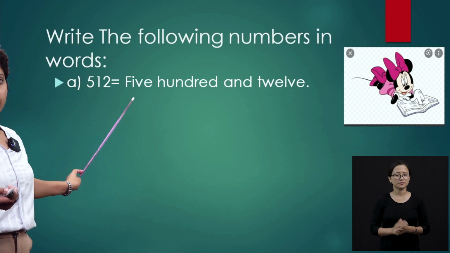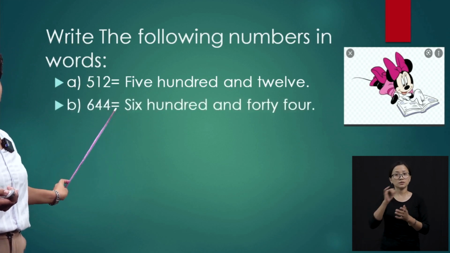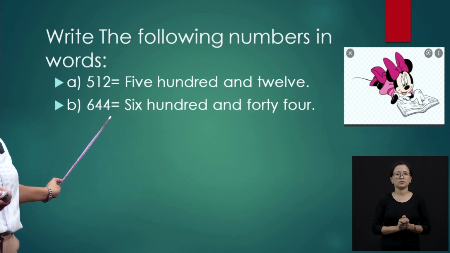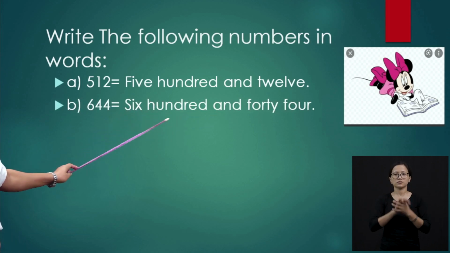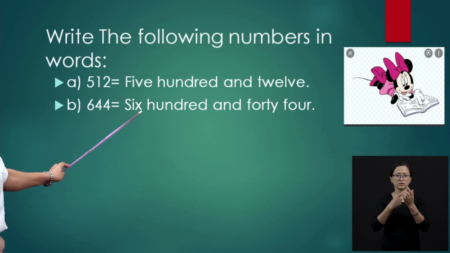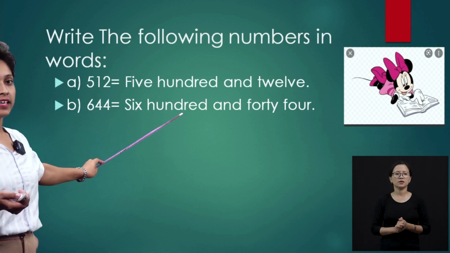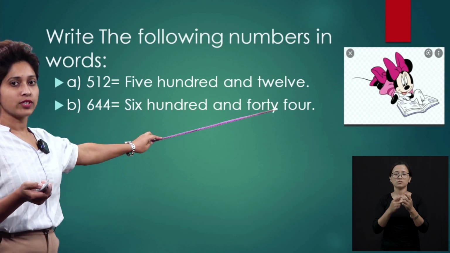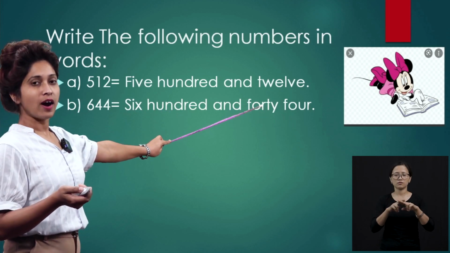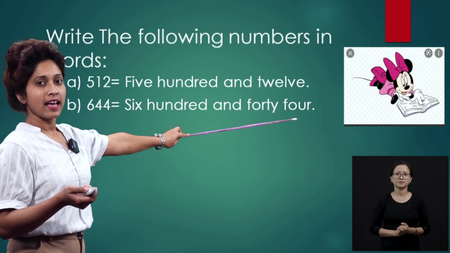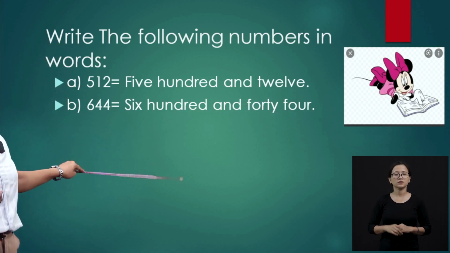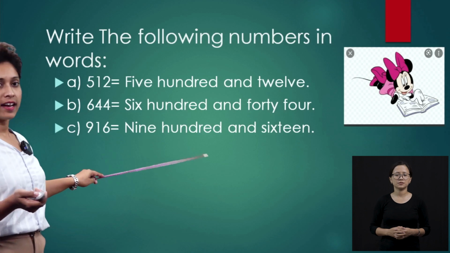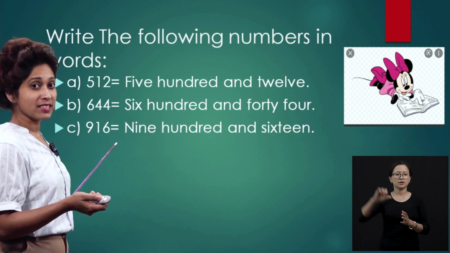Next we have 644. What you need to write is in words, right? So, SIX, 6, HUNDRED, 100, and 44. So, FORTY, 40. Then you have FOUR, 4. So, it is 644, right? Another one we have is 916.